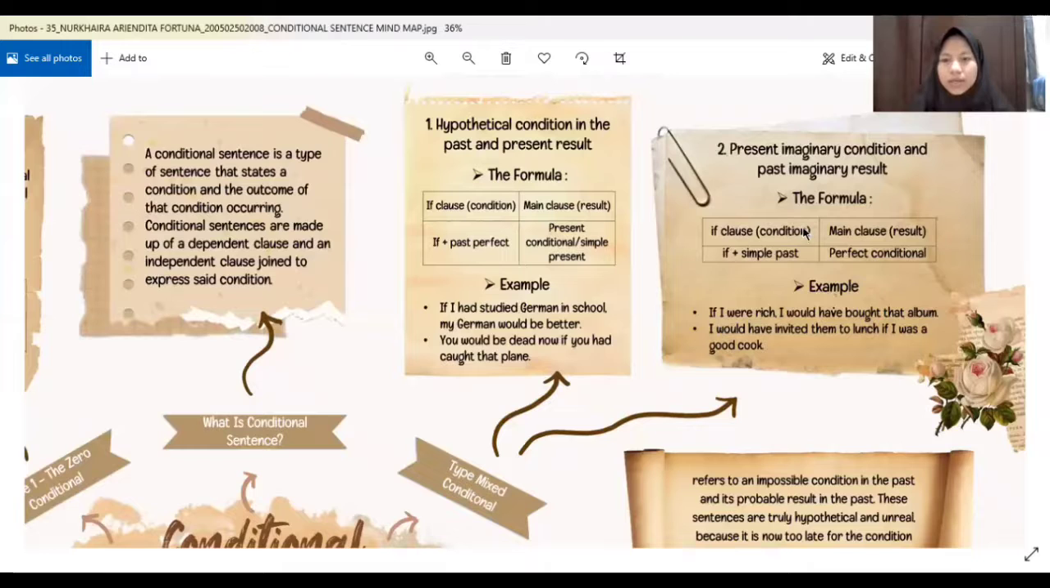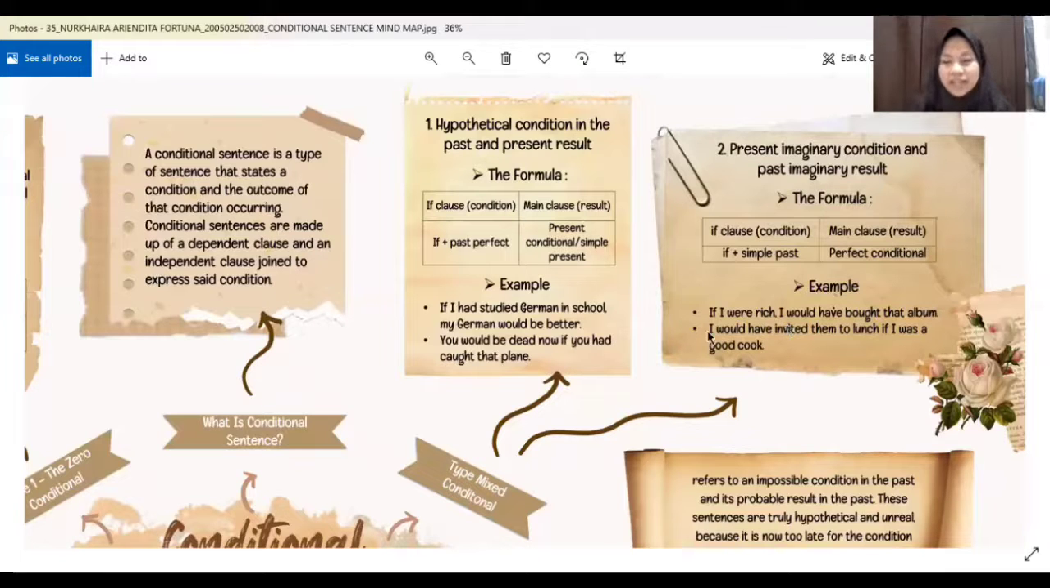We can see here the present imaginary condition and past imaginary result. So both the present and the past are imaginary or hypothetical. And the formula for the if clause, we use if plus simple past. And for the main clause, we use perfect conditional. And the example would be if I were rich, I would have bought that album, which means that this person is not rich or didn't have much money, so she or he couldn't have bought that album.